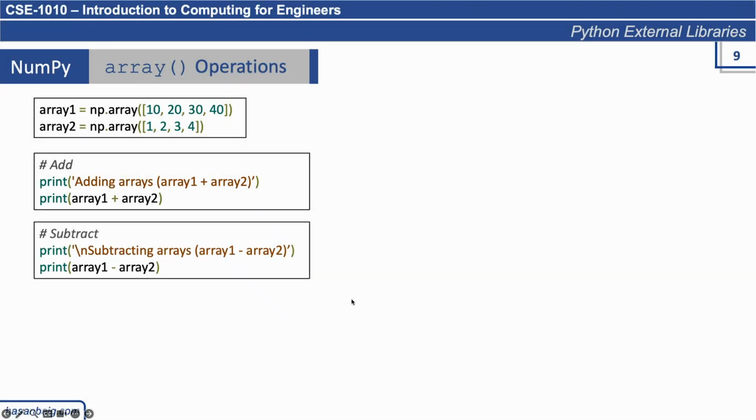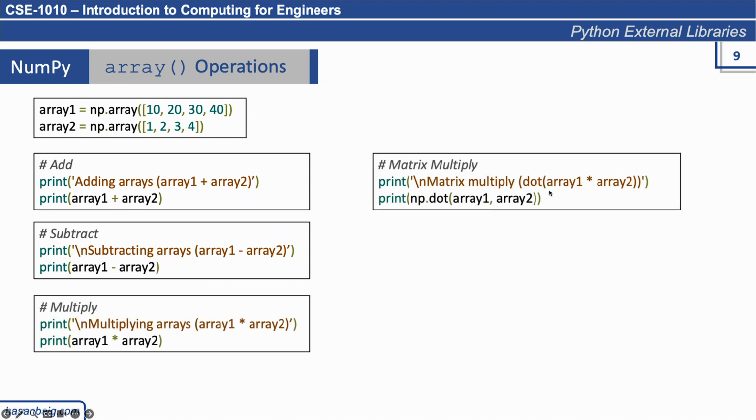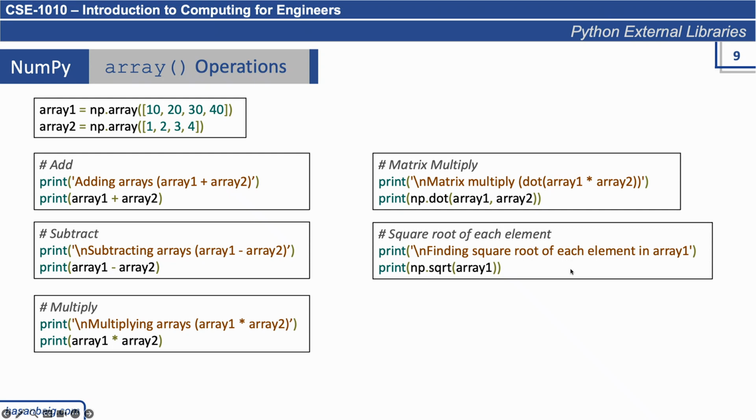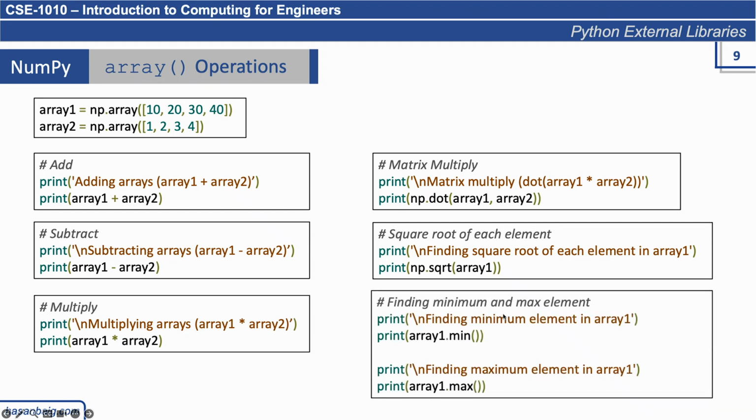Okay, so these are some operations that you can perform: addition, subtraction, multiplication, and dot array. You can also perform a matrix multiply with the help of a dot method, where you can pass array 1 and array 2 and it gives you the output. And np.sqrt gives the square root of each element in array 1 if you're passing array 1. And then we can also find the minimum element and the maximum element.